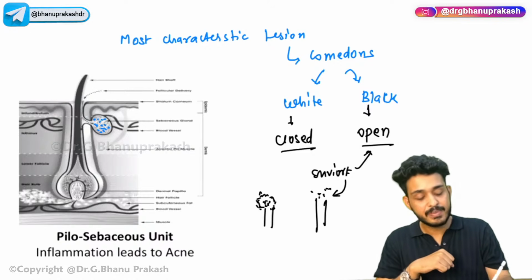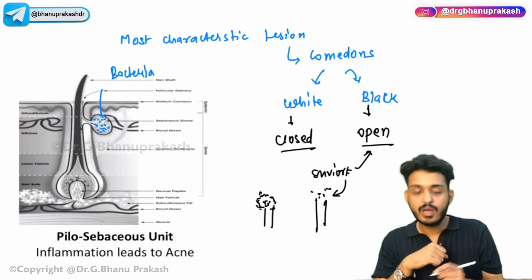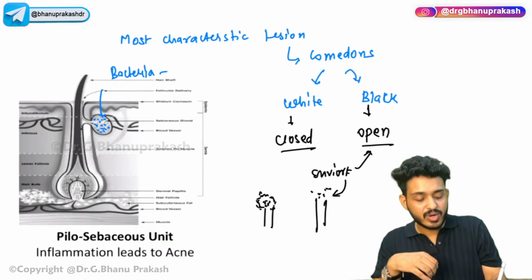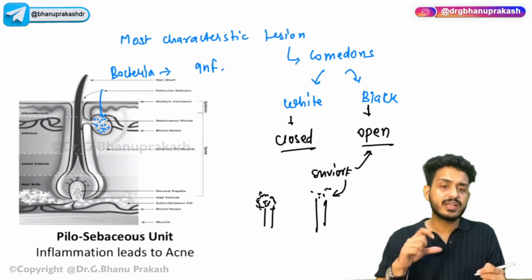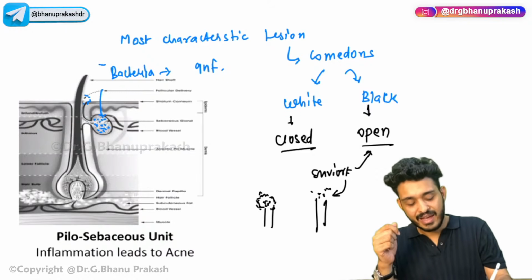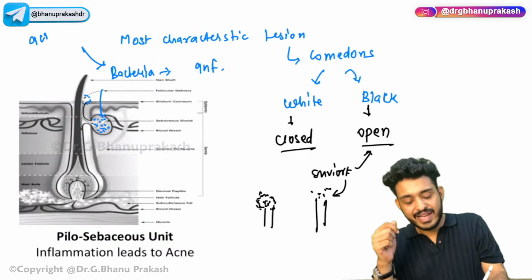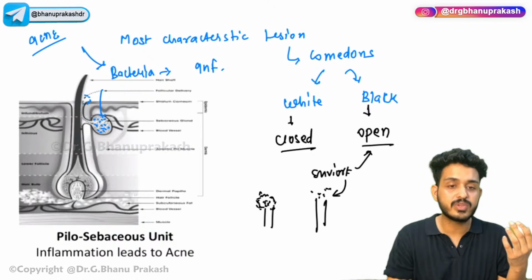What will happen? It will be having some kind of bacterial party, right? Bacteria will be coming. If bacteria come, sir, what will happen? There will be some kind of infection, right? And what is the most common bacteria that is causing acne? And this is known as acne, right? What will happen here? You will be having acne. Because of these clogged pores, there will be formation of acne.